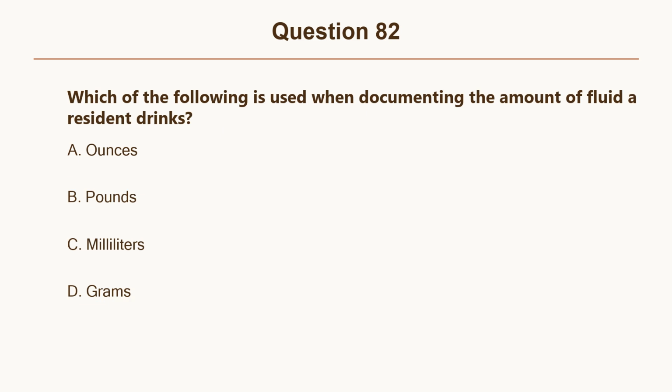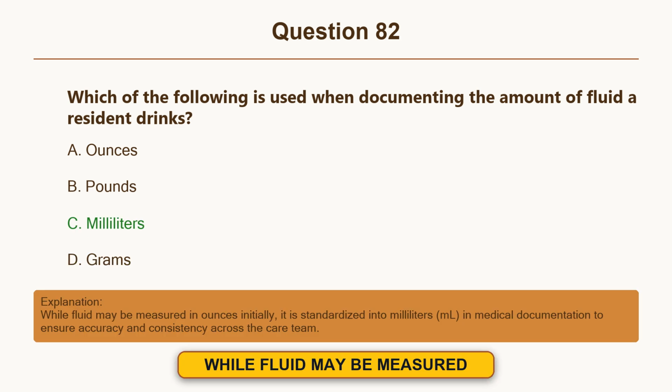Question 82. Which of the following is used when documenting the amount of fluid a resident drinks? Option A, ounces. Option B, pounds. Option C, milliliters. Option D, revs. The correct answer is option C, milliliters.